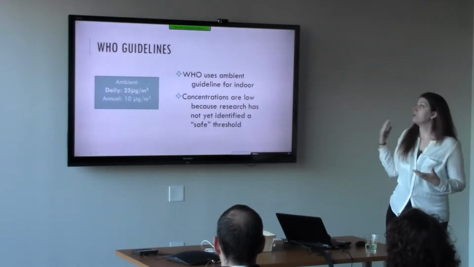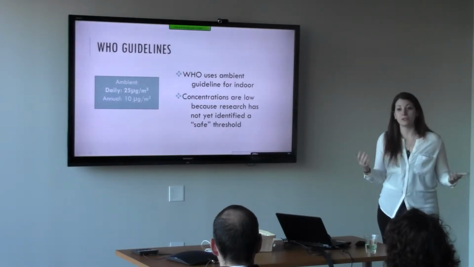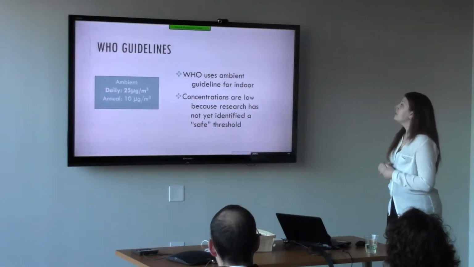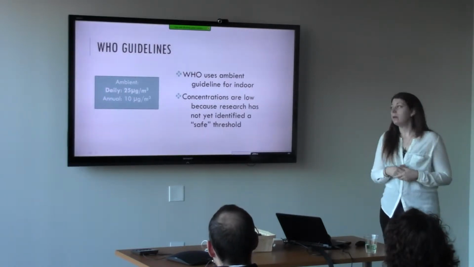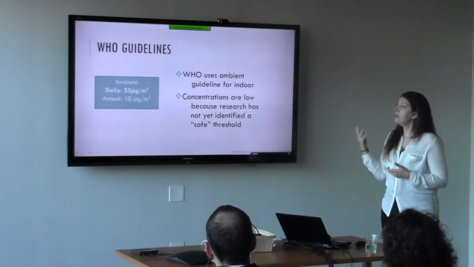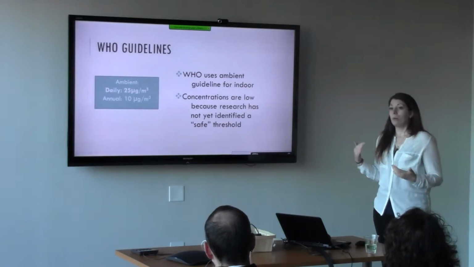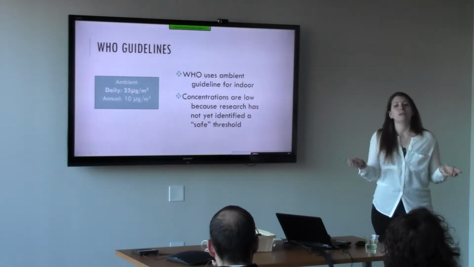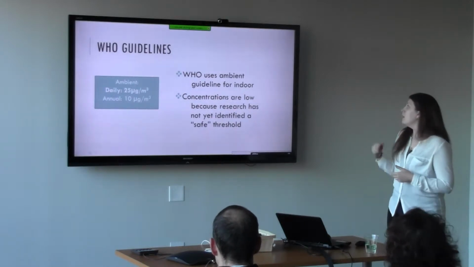And of course, as with most things, the WHO, World Health Organization, does provide recommendations as far as thresholds for exposure. They do use the ambient thresholds for their indoor air pollution as well, and the daily threshold, which is in bold, because that's really what we're going to be focusing on, is 25 micrograms per meter cubed. The annual, you can see, is lower, and that's simply because if you're more consistently exposed for a longer period of time, you probably want that exposure to be a little less.